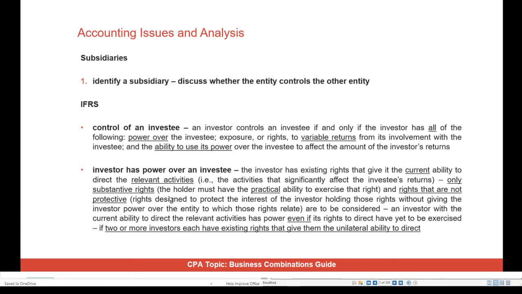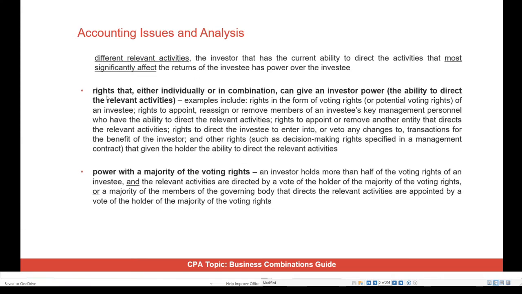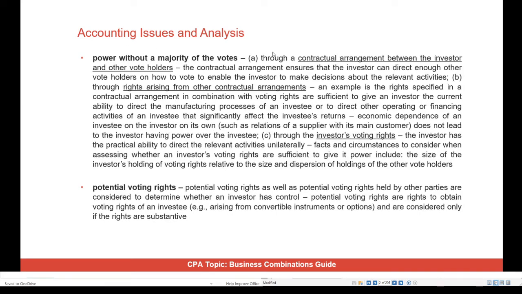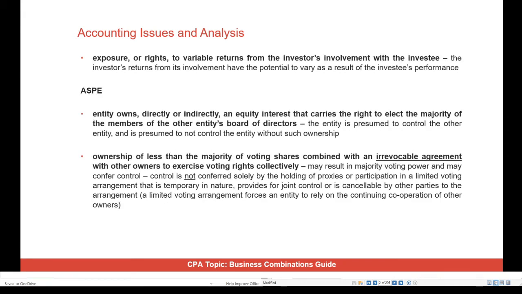So one, identify the subsidiary rights that either individually or in combination give the investor power. Okay, and then power with a majority of voting rights. Power without a majority of voting rights, you're looking at the contractual arrangements that exist. And then potential voting rights, if there is a convertible instrument that exists, that's what you're going through. So it's just re-emphasizing some of the points.